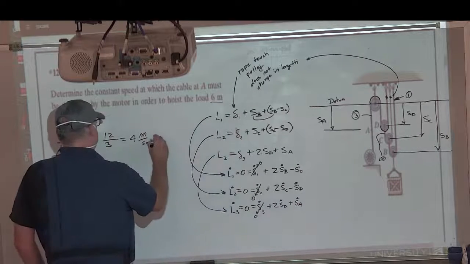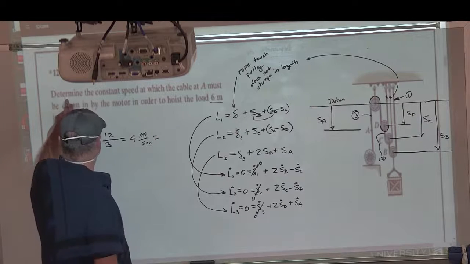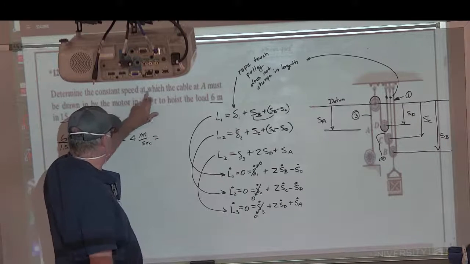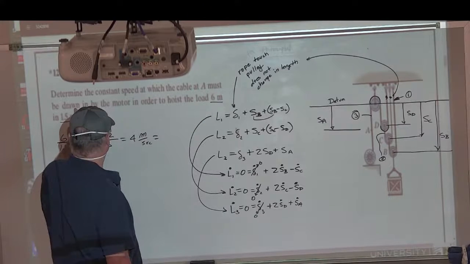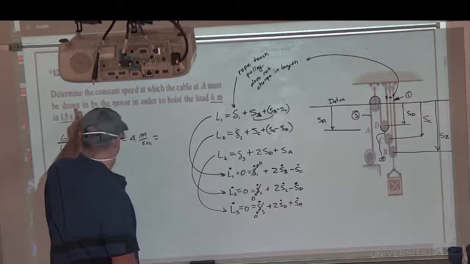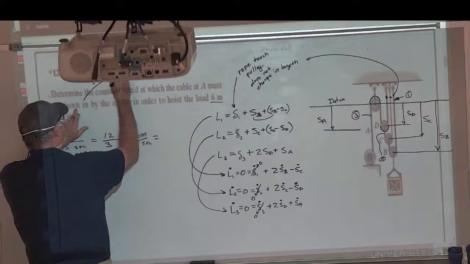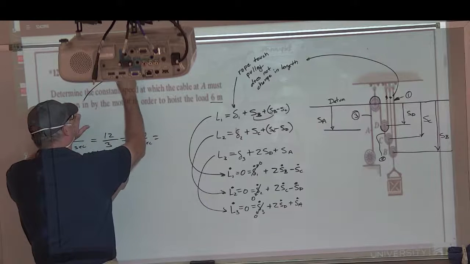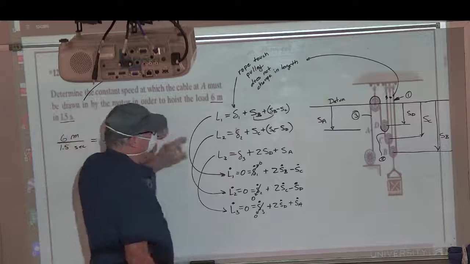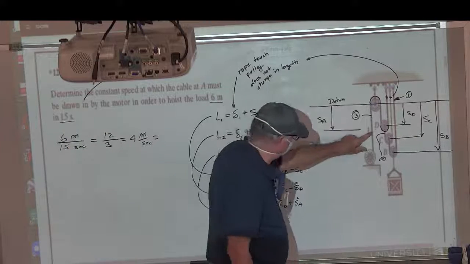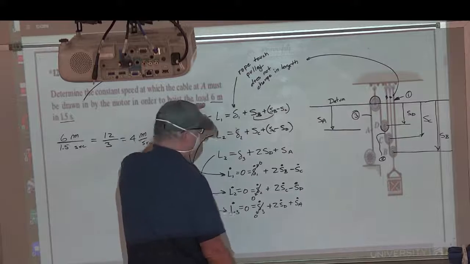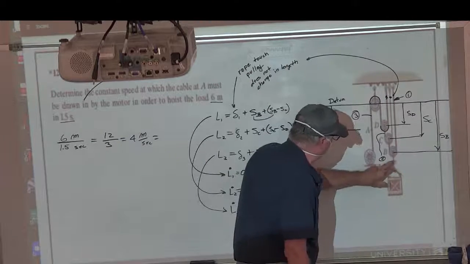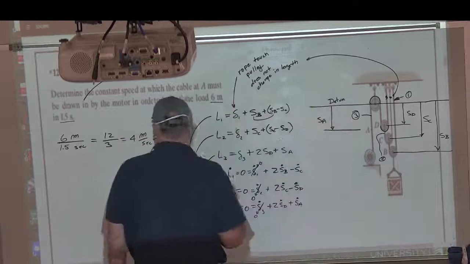Now, he has told us, determine the constant speed at which the cable A must be drawn. So what he wants is SA dot. That's the cable. It must be drawn by the motor in order to hoist the load, being this point, meaning SB.